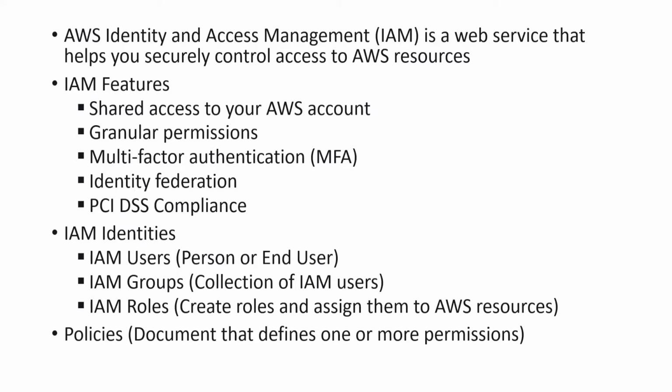AWS IAM is a web service that helps you securely control access to the AWS resources. Essentially, it allows you to manage users and their level of access to the AWS console. So what all features does IAM provide?